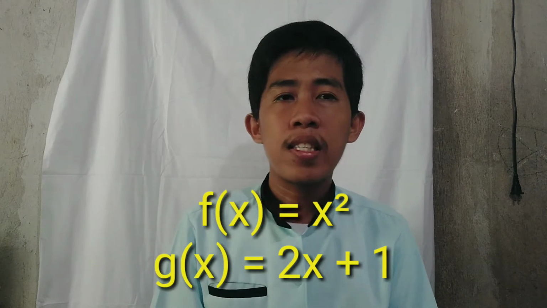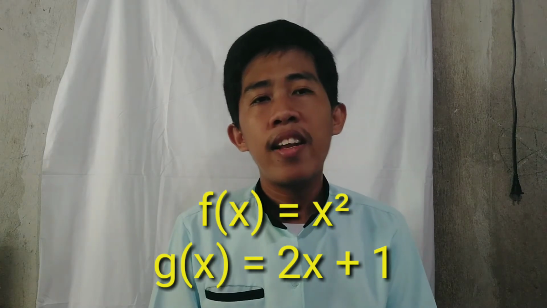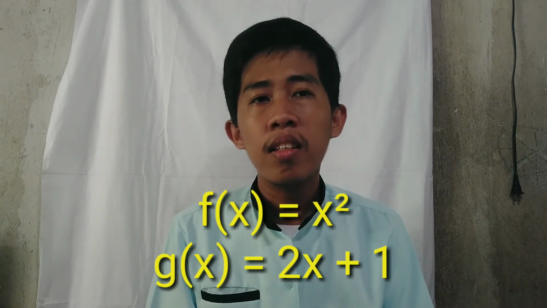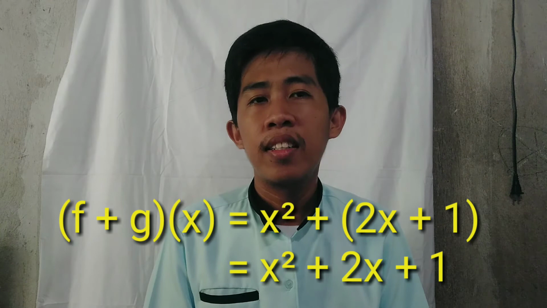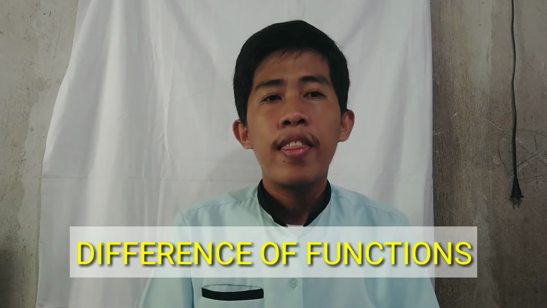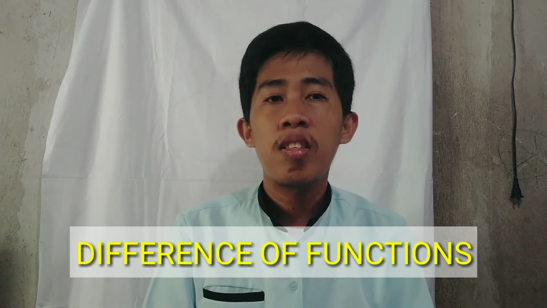So for example, let's take this as an example. If we have f of x is equal to x squared, and our g of x is 2x plus 1, therefore, f plus g of x is equal to x squared plus 2x plus 1. And that's it. That's addition of function. Let's move on to the next operation, the difference of two functions.